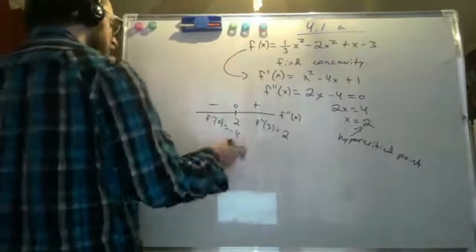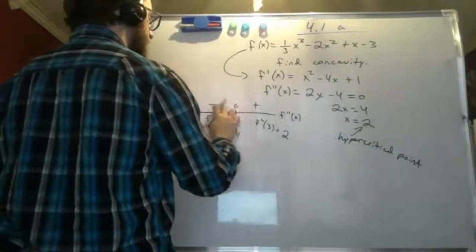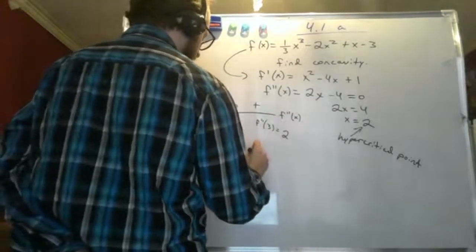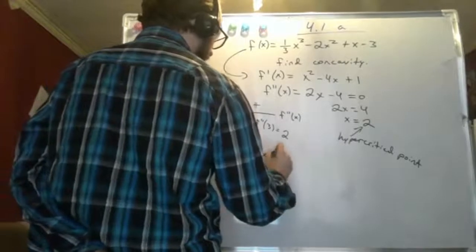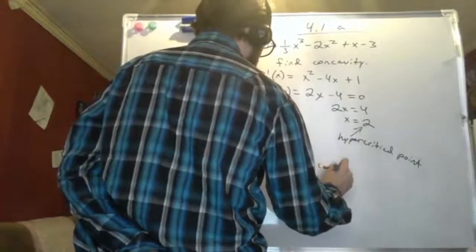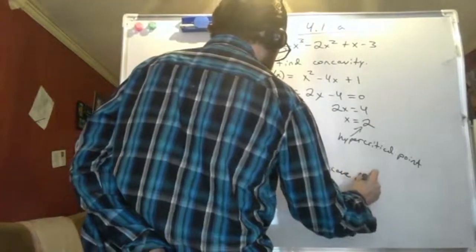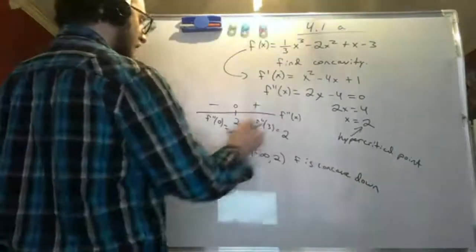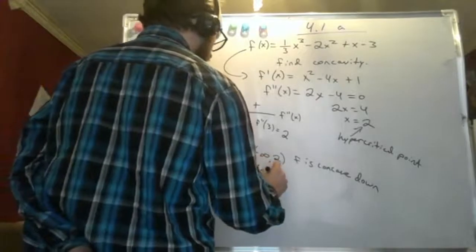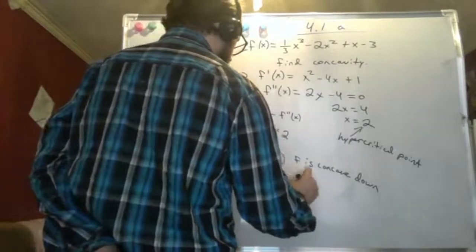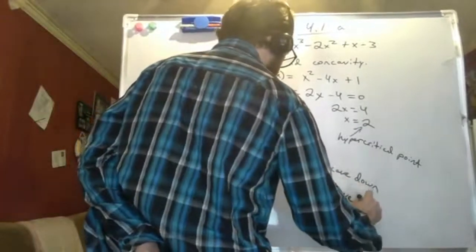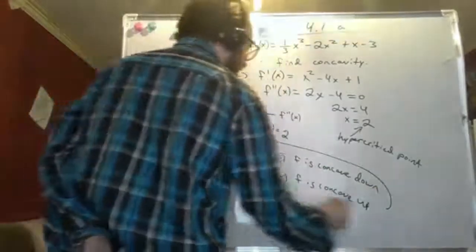And so what do I know? Remember, the sign tells you if it's up or down. So on the left side, from negative infinity up until 2, f is concave down. And for the right side, from 2 on upwards to infinity, f is concave up. And that's it, we're done.